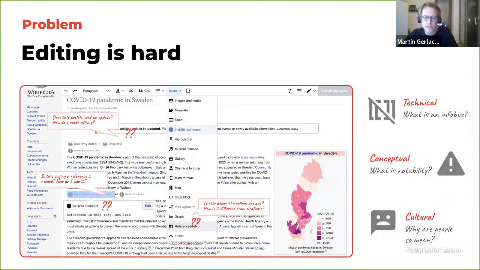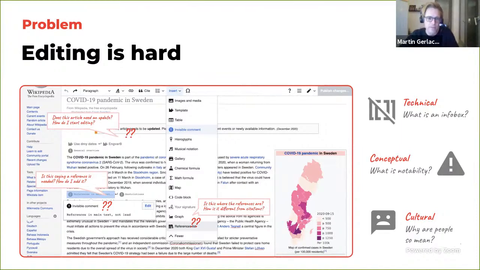What we did here started from the problem that editing can be, and probably is, hard. There are many barriers to editing, which can make it very difficult to edit. These are not only technical, but also conceptual and cultural: where to start, what to do, and so on.